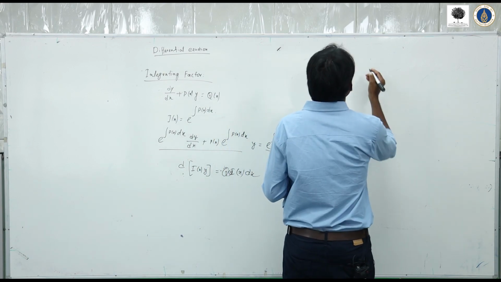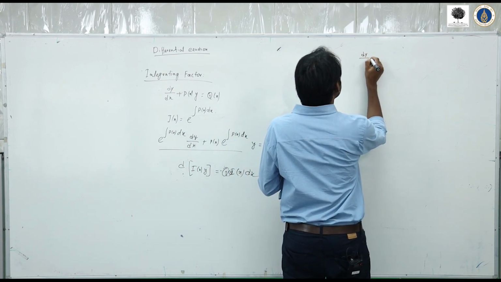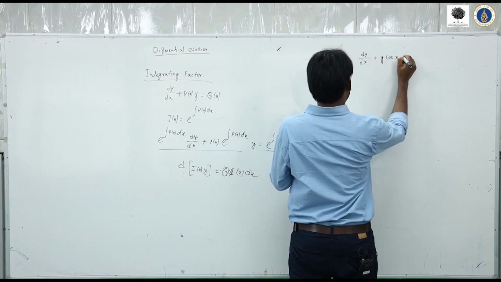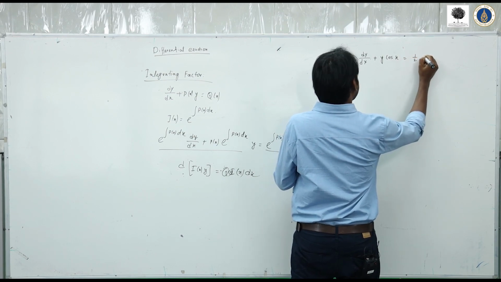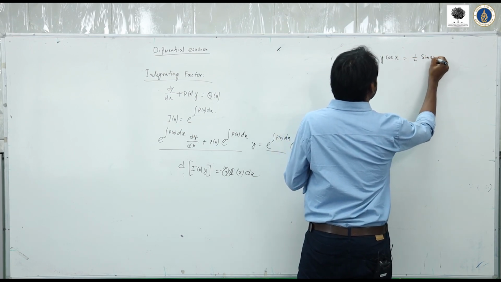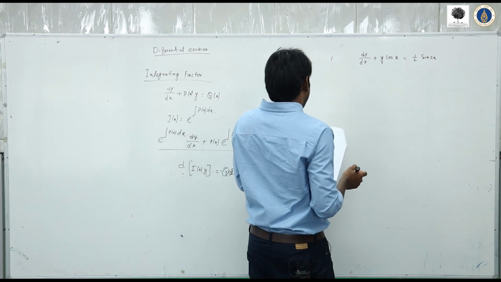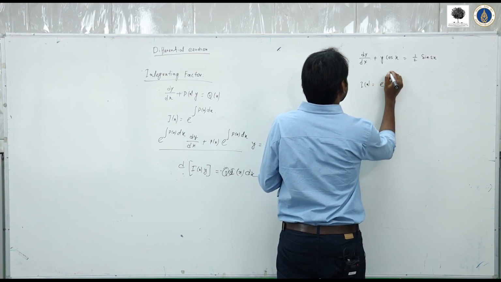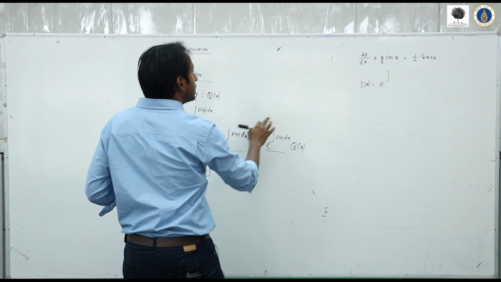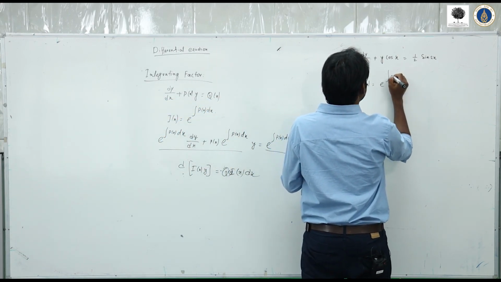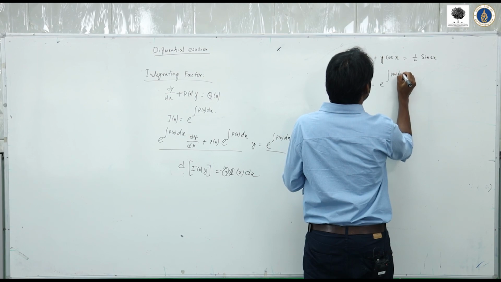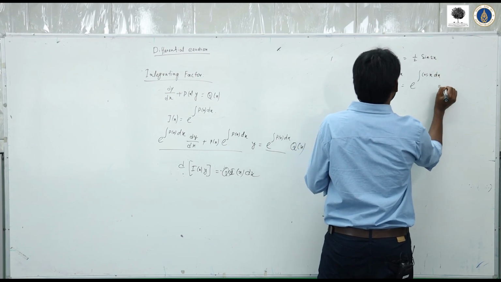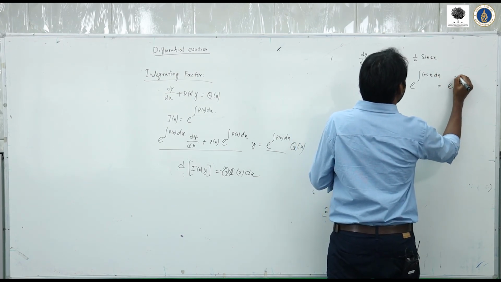Suppose I have a differential equation which looks like dy by dx plus y cos of x equal to half sine of 2x. So what will be my integrating factor? It is the exponential of the integral of p(x) dx. P here is cos x, so it is e to the power integral cos x dx, and it is going to be e to the power sine x.